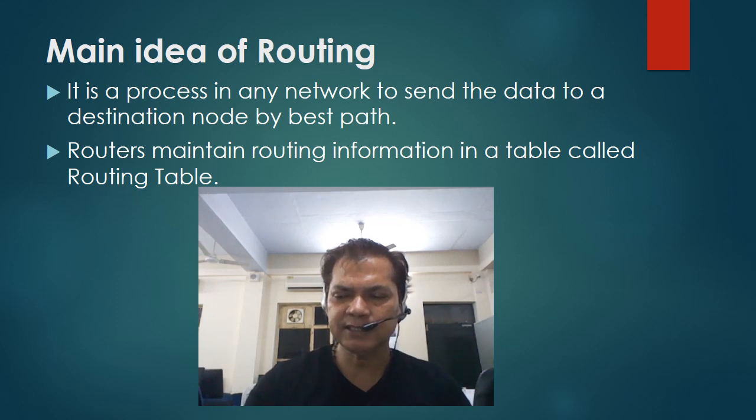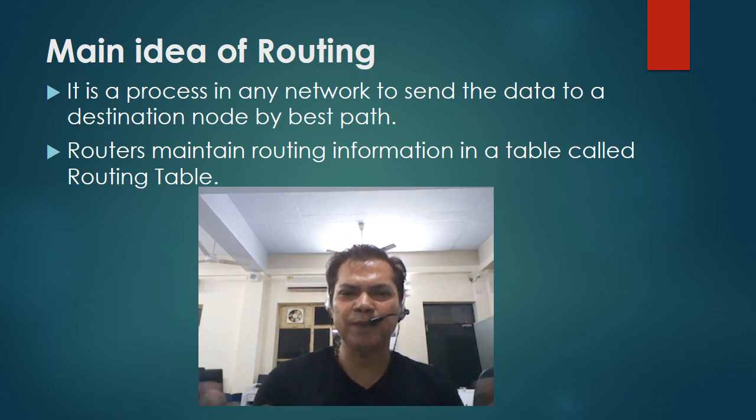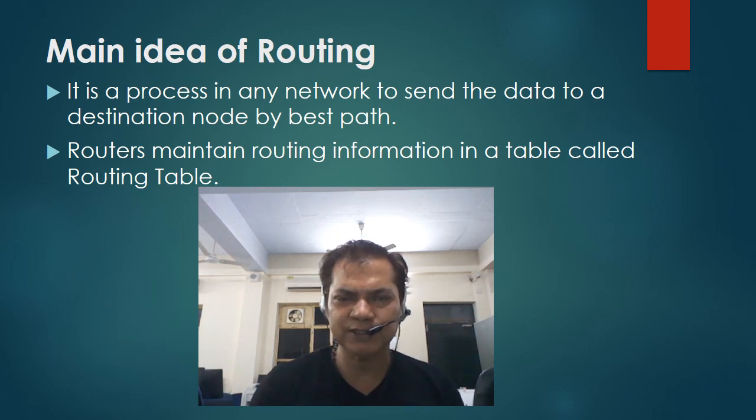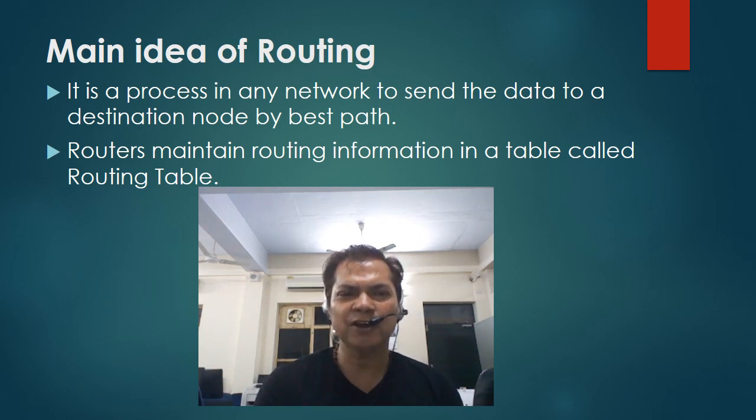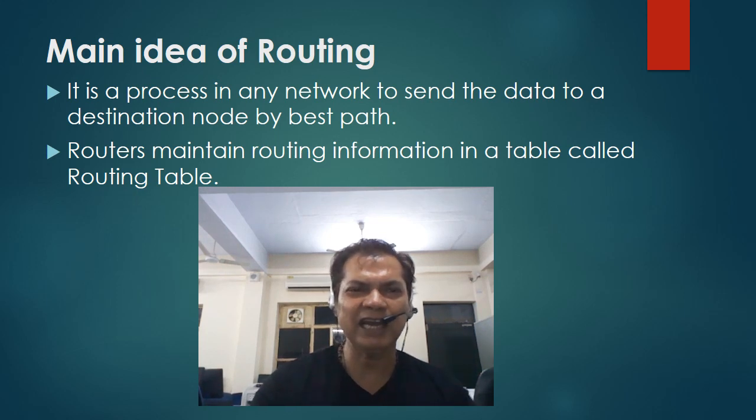What the router does, before sending the data from any node to any node, is try to identify the best path by which it can send the data efficiently. It also maintains an internal table called the routing table, where all the best paths are stored by the routers. So if the router needs to find a path, it may refer to the routing table, which may help the router to send the data. So that is the main idea of routing.